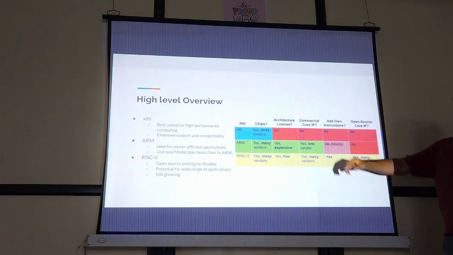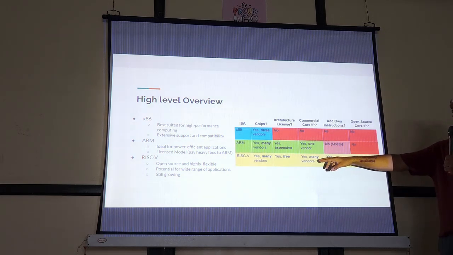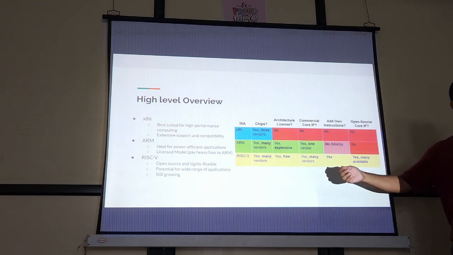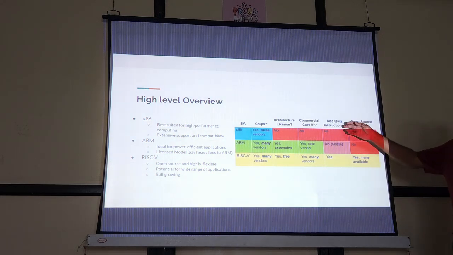Then commercial core IP. x86 doesn't provide any commercial core. The cores which we are using from Intel are actually commercial ones, but they don't have anything separate for the open source market and the closed source market. Then for ARM, yes, there is one vendor. The vendor I also don't know. I tried looking for it, but I was not able to find it properly. For RISC-V, yes, there are many, like Ventana. Ventana owns commercial core IP. Tenstorrent is similar.